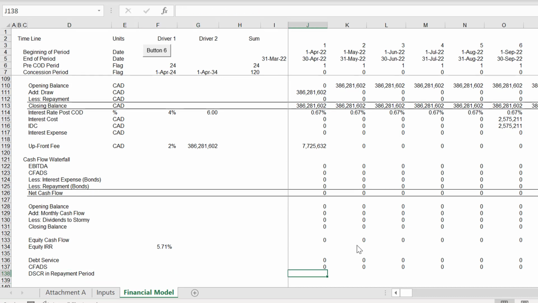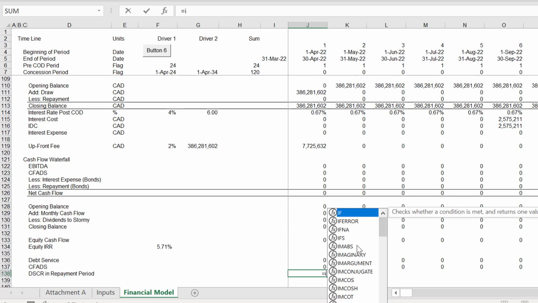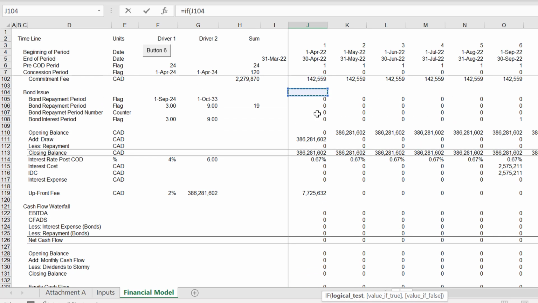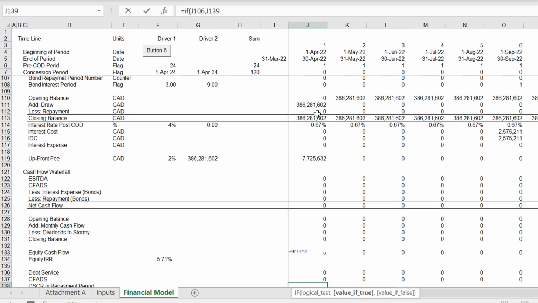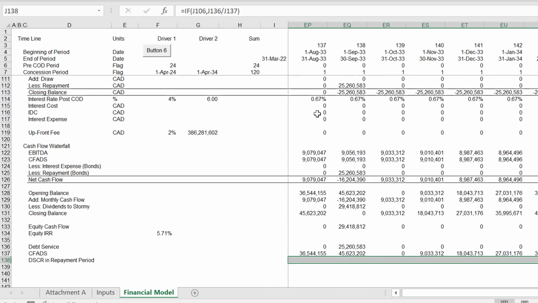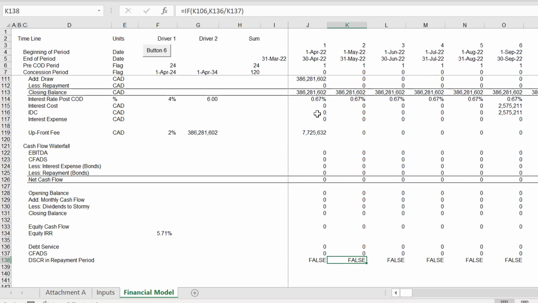Okay, so how about if it's the repayment period, and let me try to not get that wrong this time. Oh, suddenly I have 19 periods. Oh shit. Okay, and that means our repayment might not be exactly right. So I'm gonna pause the video, but right now I'm gonna take it. If it's the repayment period, then we take this divided by that, and this time I would just leave it to be false.